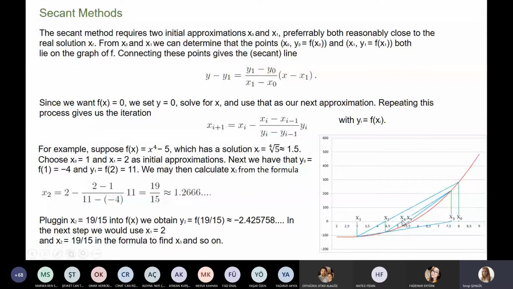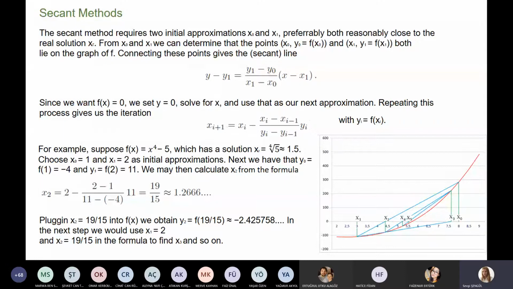And now I will use x4 and x3. Look at that, x4, x3. I define that one, and it will cross the x-axis at x5. And this is my real root. See, x5 is so close to my real root. And now, this is how I am approaching my real root, by following the secant lines and checking the intersection of the x-axis. Do you understand that? How this is working?